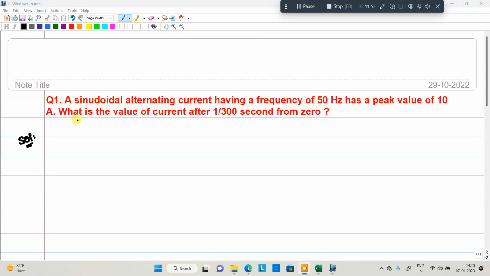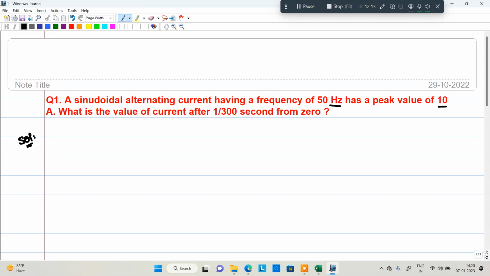So the first question here: a sinusoidal alternating current having a frequency f equal to 50 Hz and peak value 10 amperes. What is the value of current after 1/30 seconds from the 0? So got my point? Just now we discussed everything about the phase angle as well as phase difference.